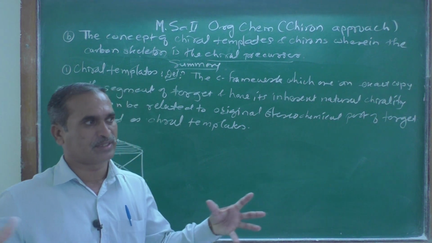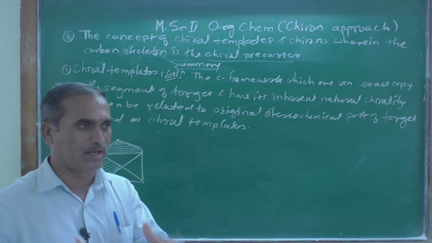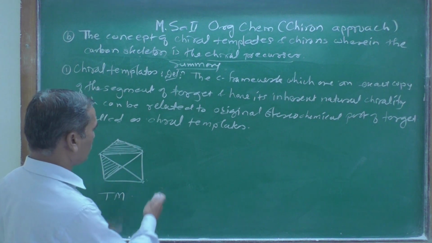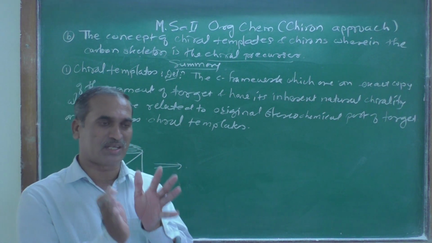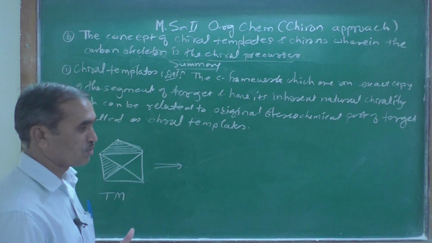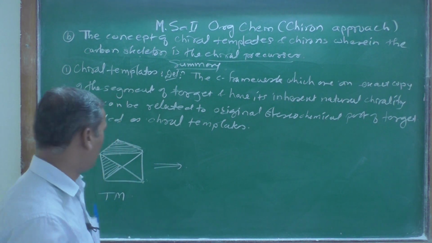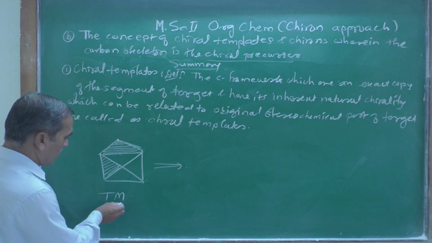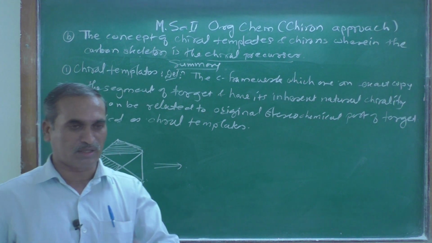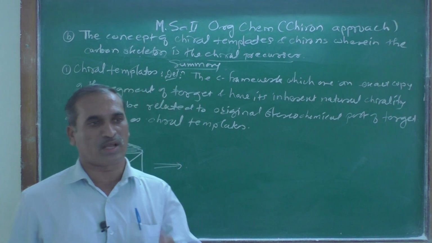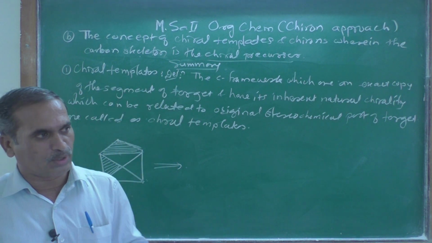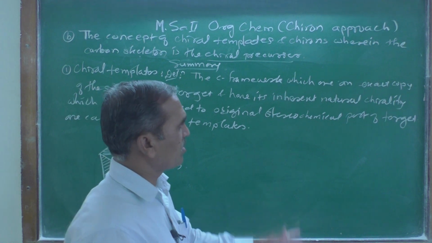By joining that template we get the chiron, and look here, this is a disconnection arrow. As we know, disconnection is one of the terms we use in retrosynthesis. Target molecule means the molecule whose synthesis is being planned is called a target molecule.